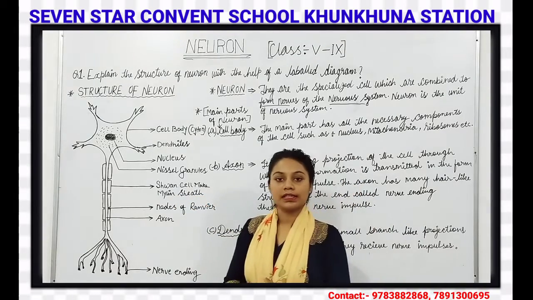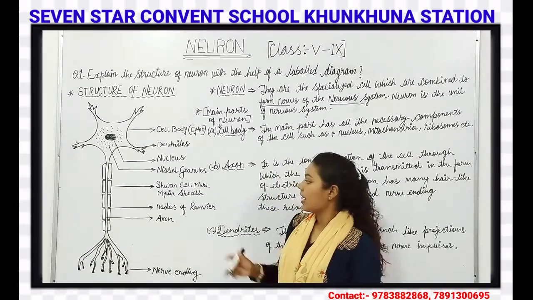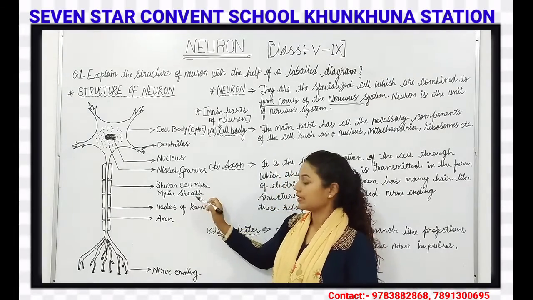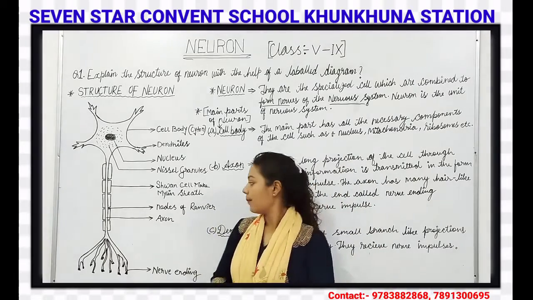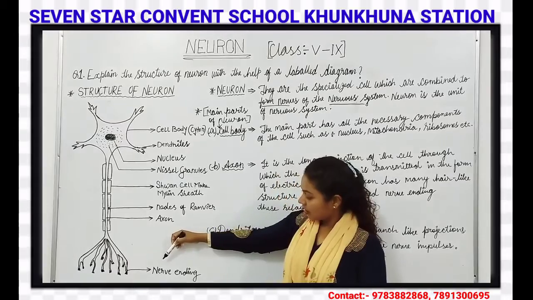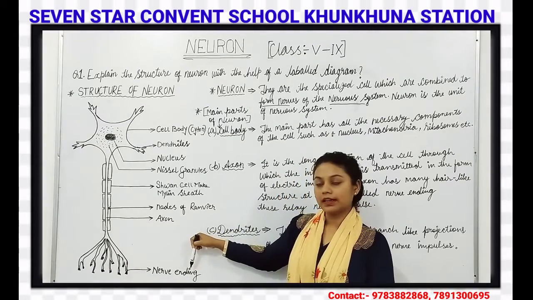This Schwann cell is outside the brain, and what does it make? It makes the myelin sheath. And here you can see the end of this neuron. It is called the nerve ending.